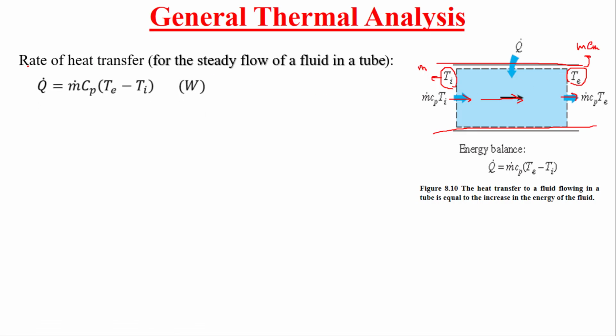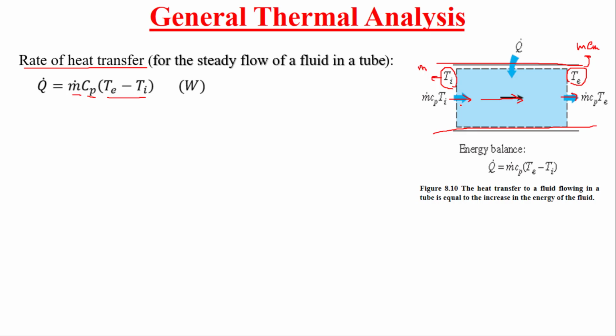So the rate of heat transfer to the flow is equal to Q dot equals m dot Cp (T exit minus T inlet). So this is the amount of energy that is transferred to the fluid flowing in the tube.